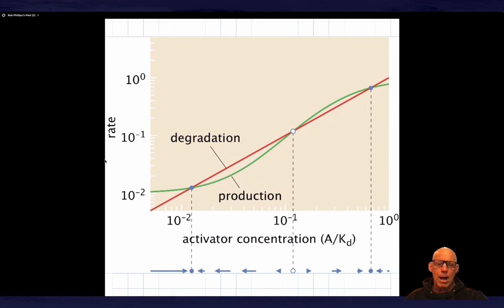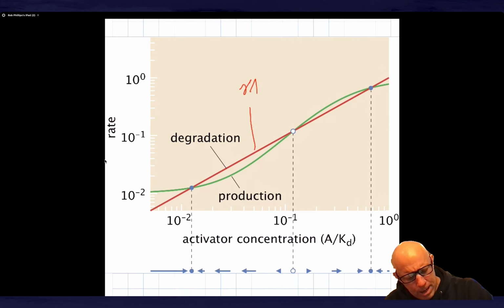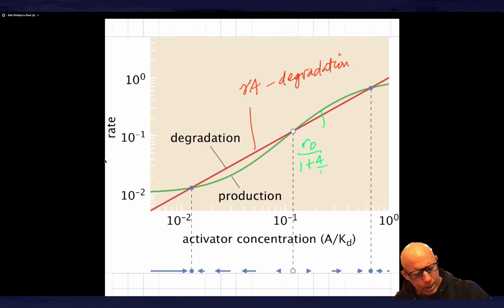So what am I plotting? This red line, let me label it in red, is gamma A. That's the degradation term. The green guy, which I will label in green, is R0 over (1 plus A over KD) squared plus R2 (A over KD) squared over (1 plus A over KD) squared.